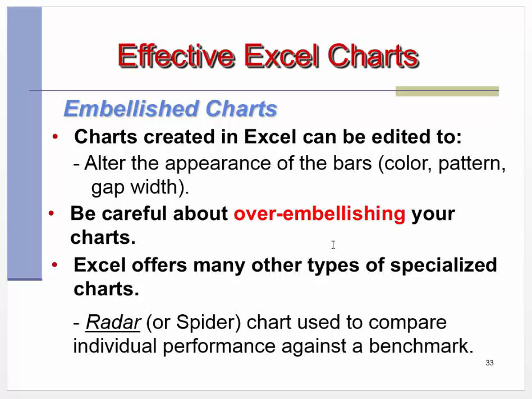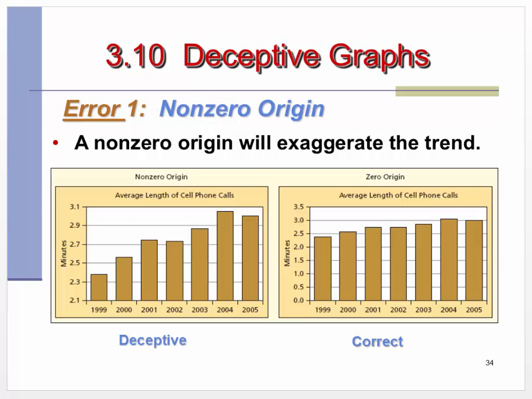Excel does offer many other types of specialized charts, such as a radar chart or spider chart. It's used to compare individual performance against the benchmark. But there are some deceptive graphics that I want you to be aware of. Error 1 is non-zero origin. A non-zero origin will exaggerate the trend.